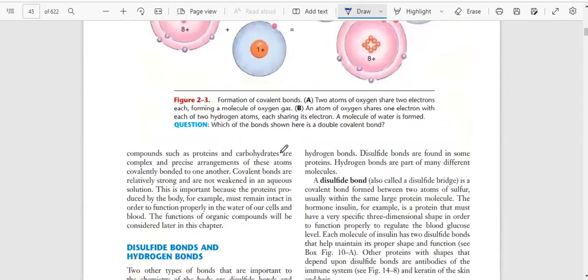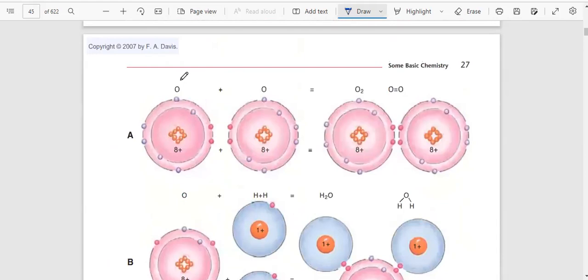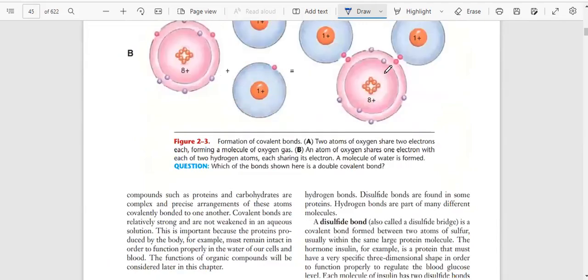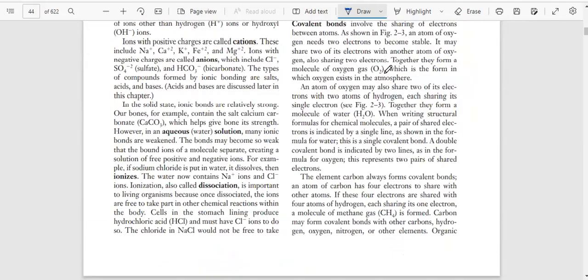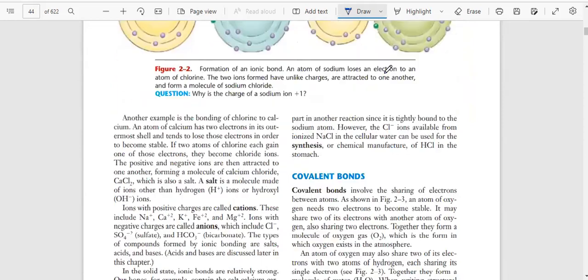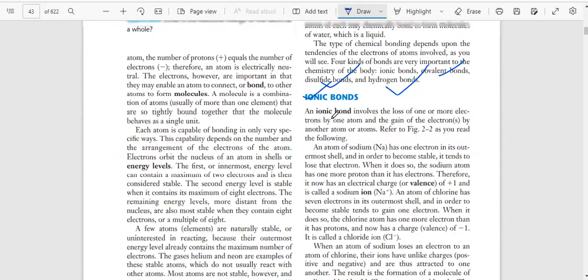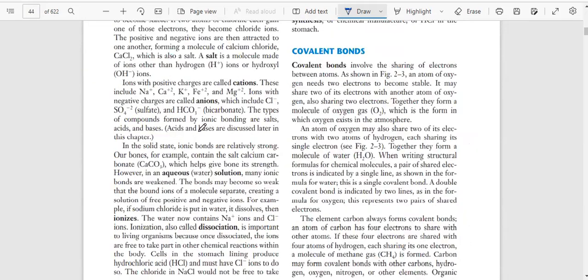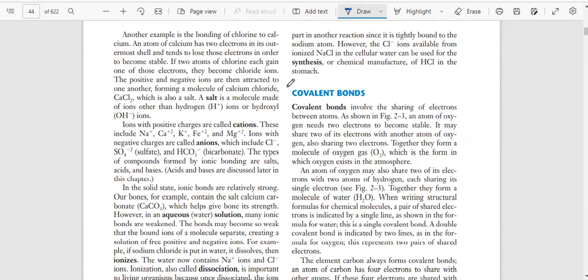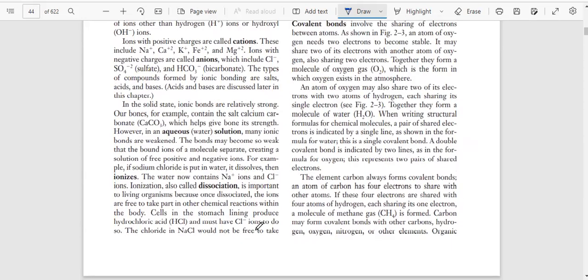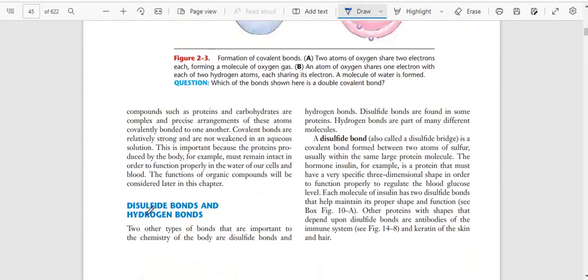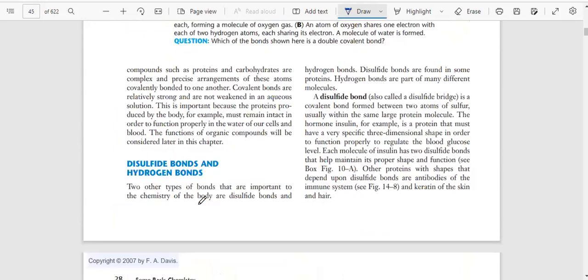Here, one example is given: oxygen is bonding with oxygen. Then one bond is going to happen. This is the example of a covalent bond. And an example of ionic bond is sodium and chloride. Now we will talk about disulfide bond and hydrogen bonds.